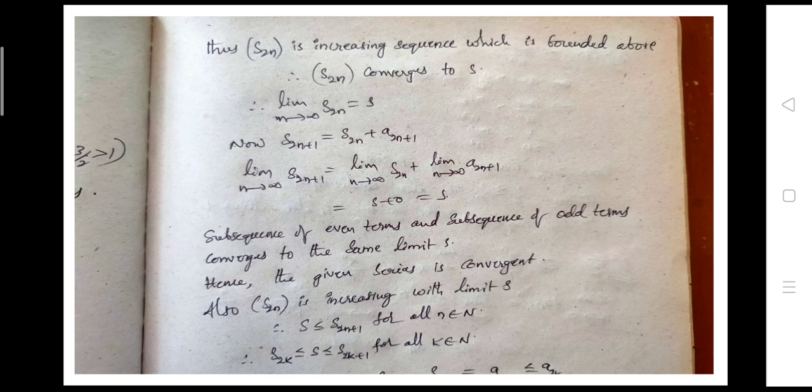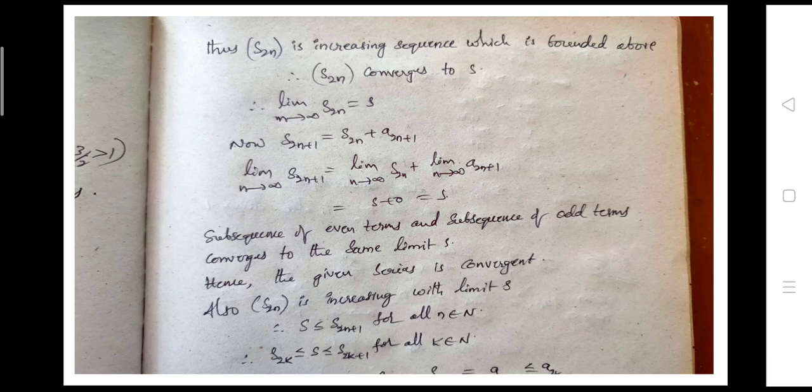Thus S2n is an increasing sequence which is bounded above. Therefore S2n converges to S, and therefore the limit as n tends to infinity of S2n is equal to S. Now S2n plus 1 is equal to S2n plus a2n plus 1, and the limit as n tends to infinity of S2n plus 1 is equal to the limit of S2n plus the limit of a2n plus 1.